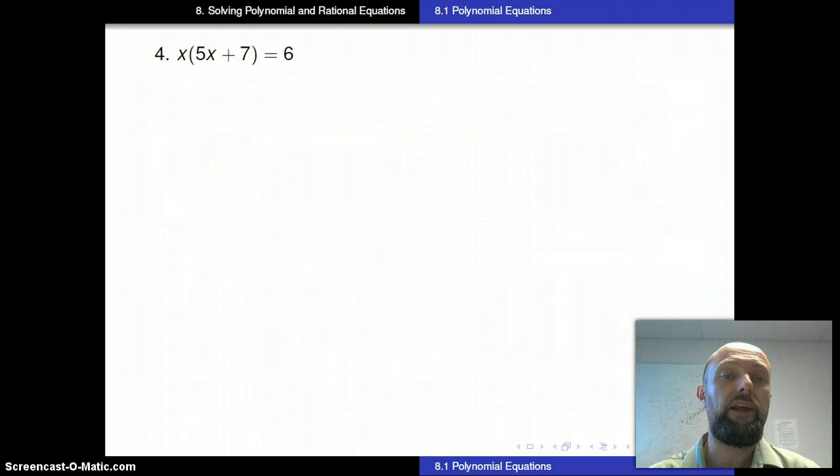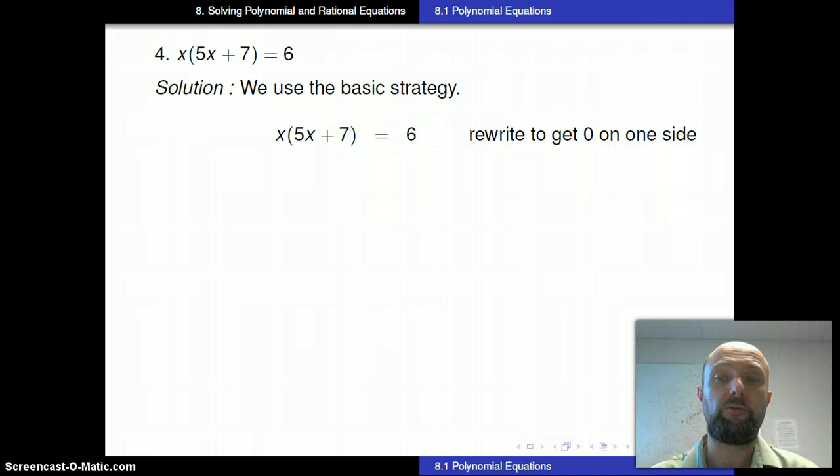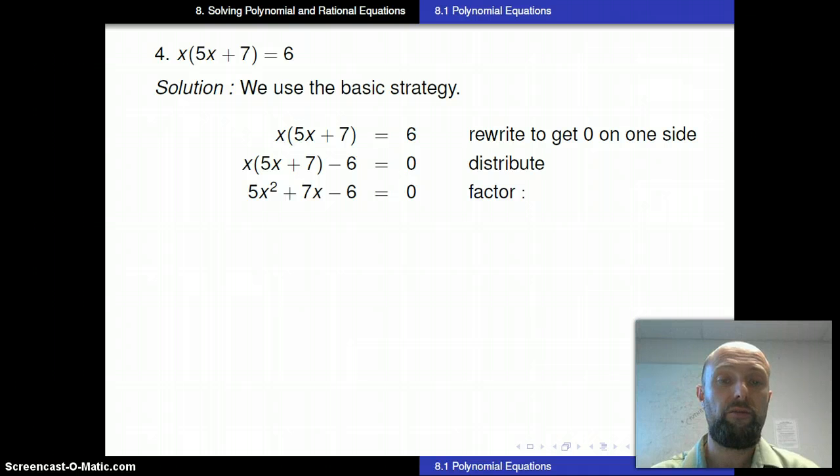Question 4. X times 5x plus 7 is equal to 6. We use the basic strategy. We have to rewrite the equation to get a 0 on one side. Next, we distribute and find 5x squared plus 7x minus 6 is 0.